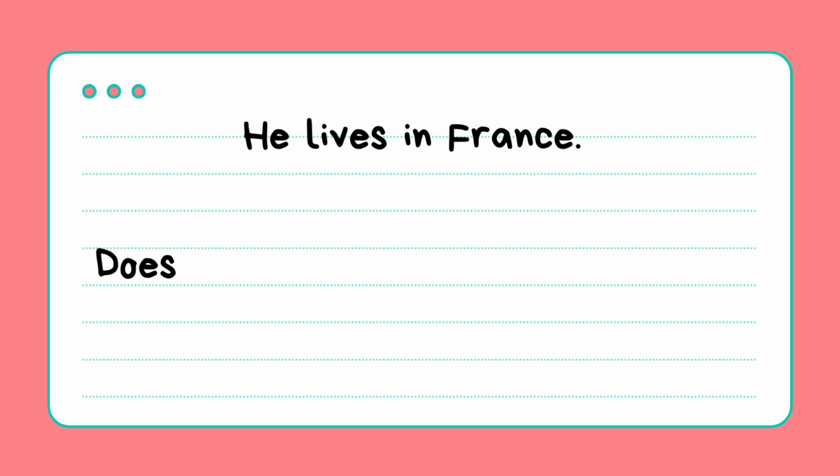To practice, let's turn this statement into a question. He lives in France. How would we turn that statement into a question with do or does? Well, our subject, he, is singular, so we start with does. Does he? And then we take the base form of the verb, lives. The base form of lives is live. So we say, does he live? Then the rest of the sentence, in France, question mark.